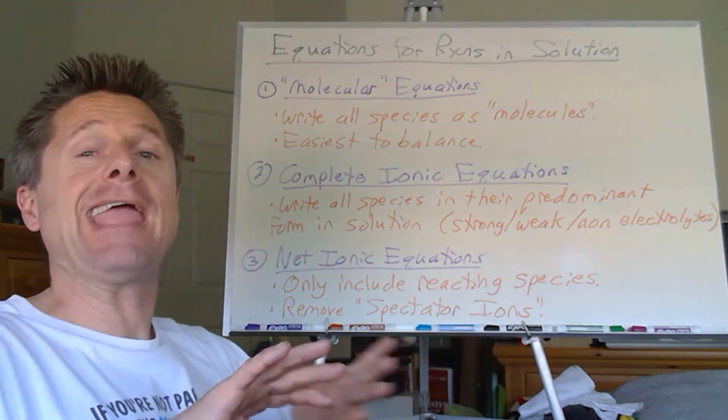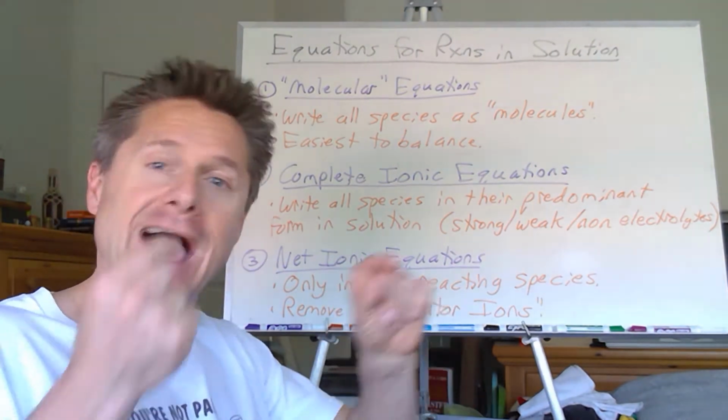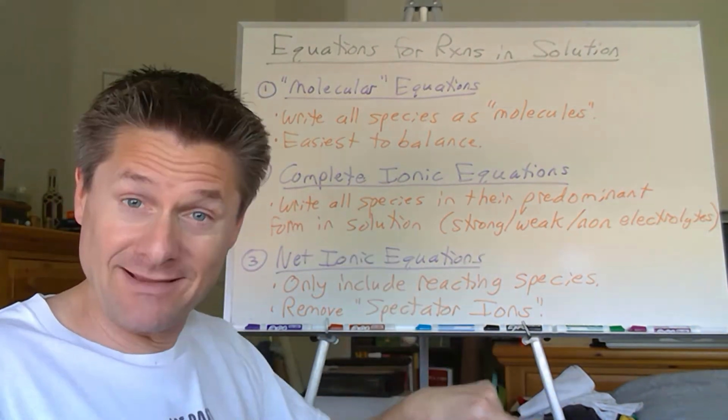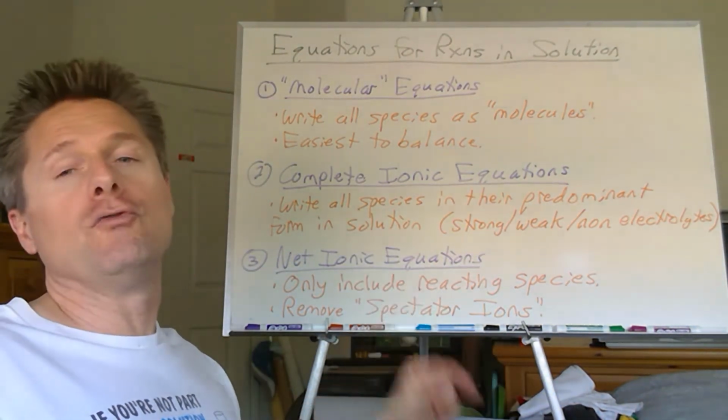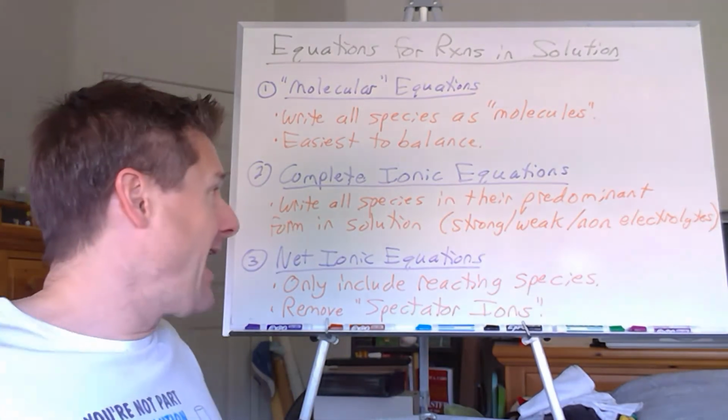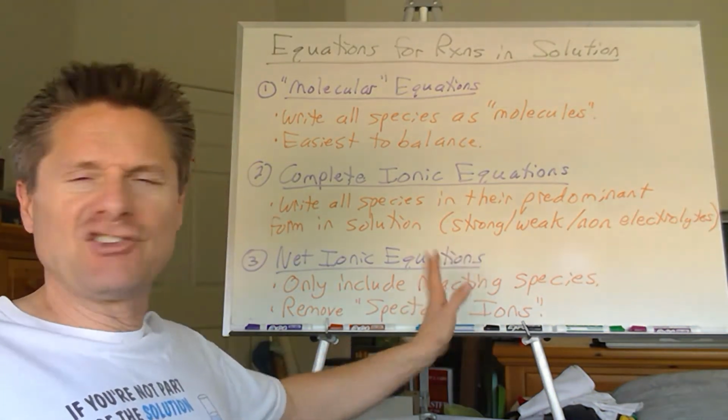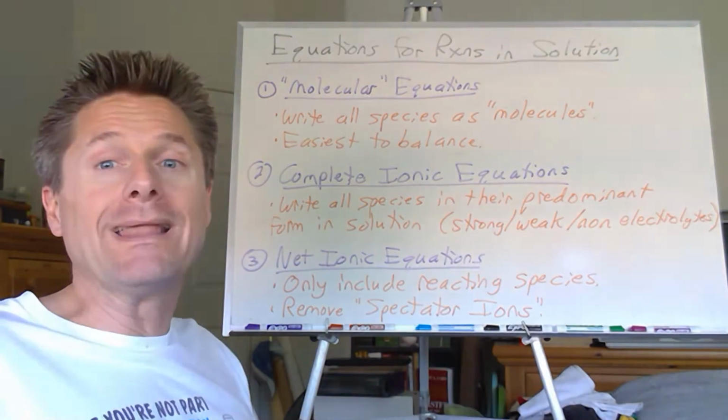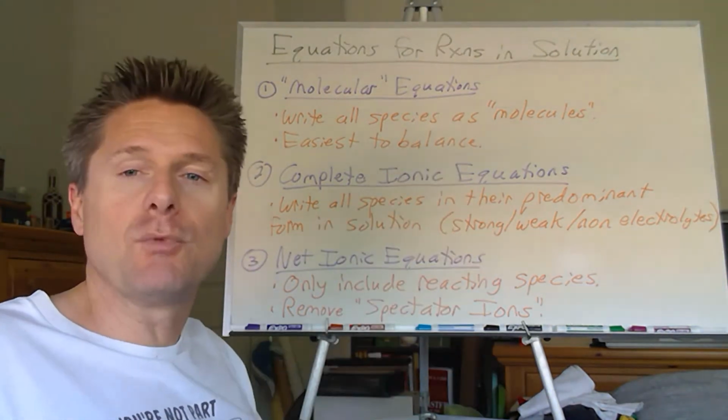So what we're going to do is take those spectator ions out. And you'll see they're exactly the same on both sides of the arrow, so they cancel out. And we only include those reacting species, those reacting ions. And that just removes a lot of the clutter. And that's the one that we like the most. But again, molecular is most common.